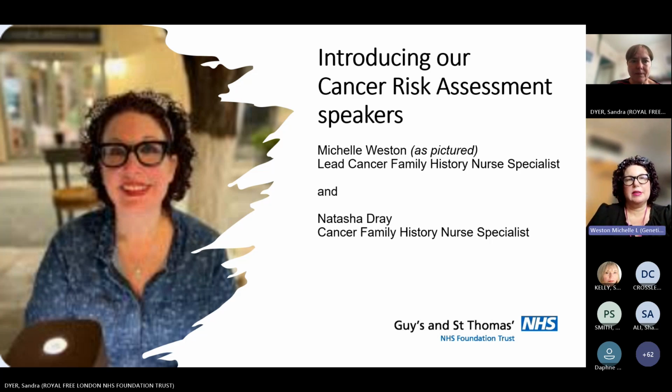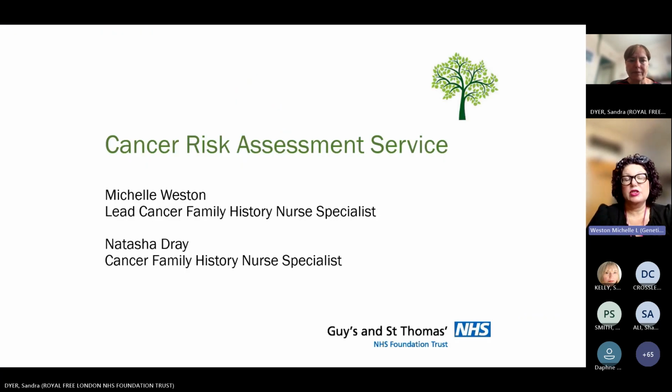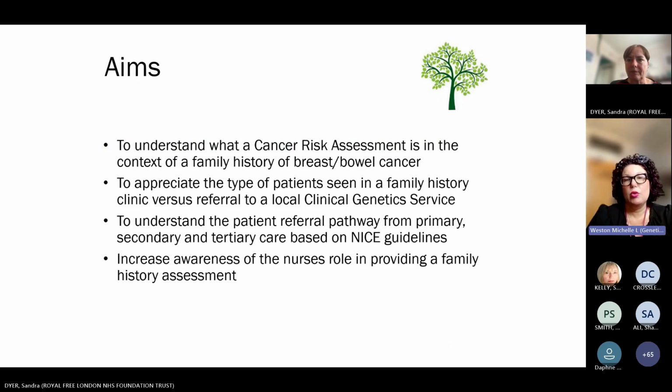So really today, some of the aims that we'd like for people to understand is the cancer risk assessment service in the context of a family history of breast and bowel cancer, just to understand some of the type of patients that we see in our service and whether it's a family history or whether it's a referral to their local genetic service, to understand the referral pathway from primary, secondary and tertiary care, and that's based on national NICE guidelines, and just to increase awareness of our role when we are providing a family history assessment.